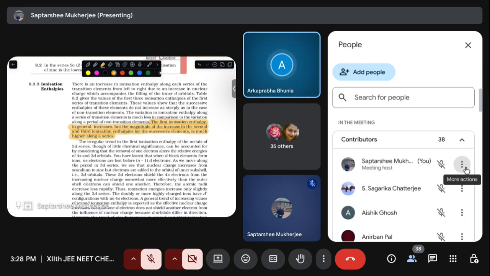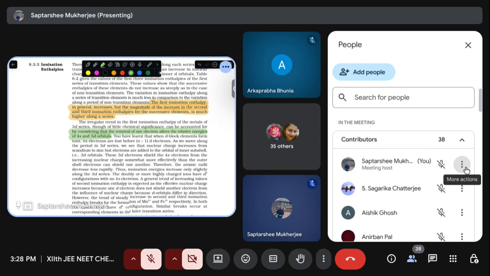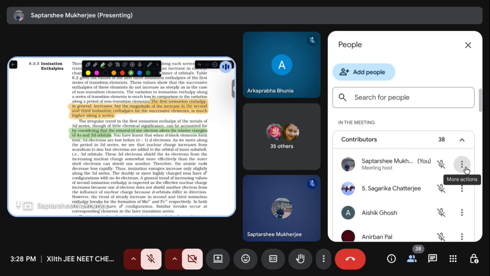The regular trend in the first ionization enthalpy of the metals of the first series can be accounted for by considering that the removal of one electron alters the relative energies of 4s and 3d orbitals. What do you mean by that? What is the meaning of it? What is NCERT giving hint towards?